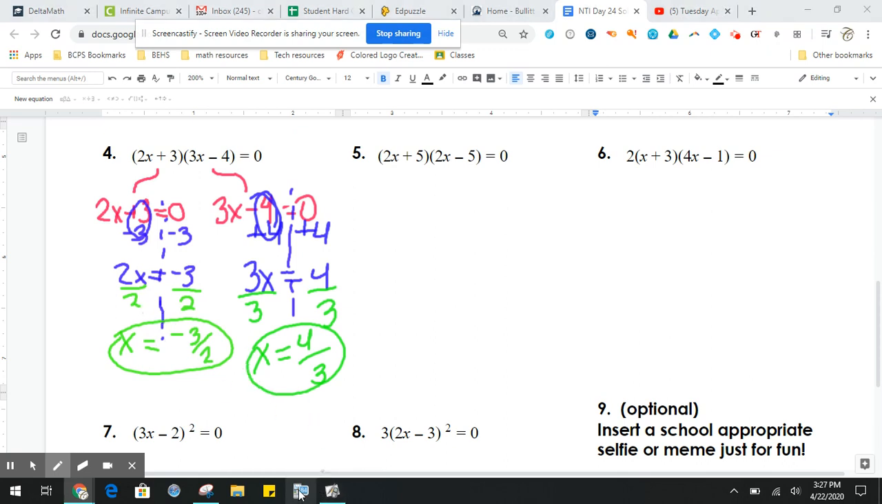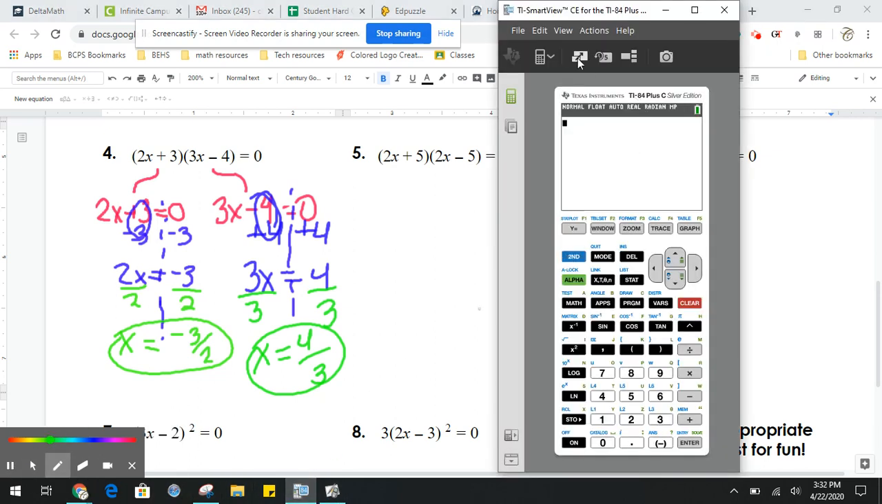I'm going to show you over here on the calculator just in case. So just in case you need the calculator, you can see I pulled up the TI-84. I will put a link to this if you haven't already added it to your Chromebook so that you can use this. So I'm going to take this 4 over 3 as an example.